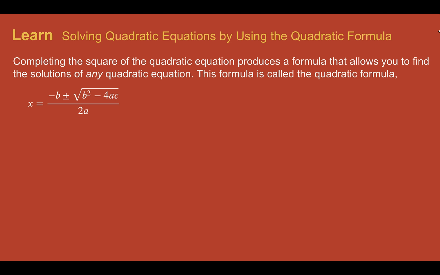Completing the square, which we learned about in Lesson 5, for the quadratic equation ax squared plus bx plus c, produces a formula that allows you to find the solutions of any quadratic equation. This formula is called the quadratic formula, and it is x equals negative b plus or minus the square root of b squared minus 4ac, all of that over 2 times a.